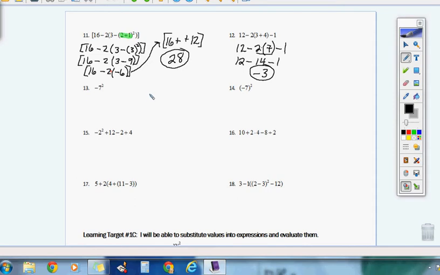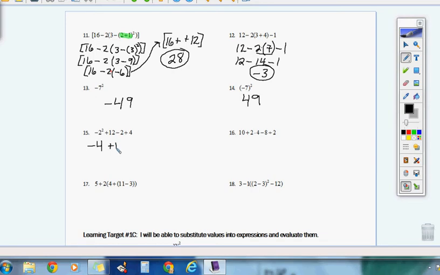13 and 14, just take a look at those. Take your best guess right now of what those problems would be. And hopefully you're starting to get the hang that this one is negative 49, but this one is a positive 49. And we'll keep working with that. See, look at number 15. The opposite of 2 squared. Not negative 2 squared. It's not in parentheses, so that's actually negative 4.